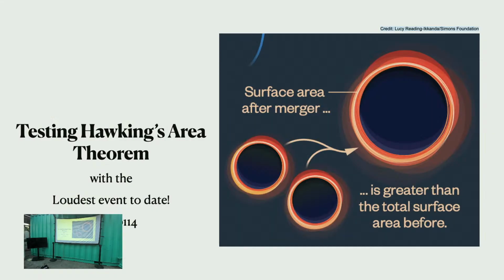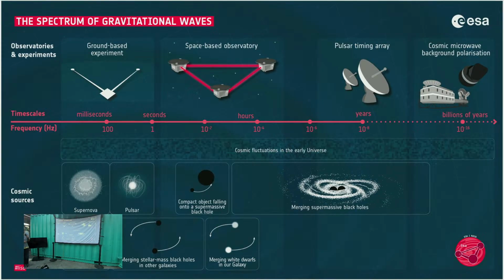One of the most striking things about this event was that we were able to test Hawking's area theorem, which basically says the surface area should always increase for black holes. If you have two black holes merging into one, the surface area of the final one should be greater than the total surface area before. We were able to test that because of how loud this event was, so we were able to measure the masses really well.